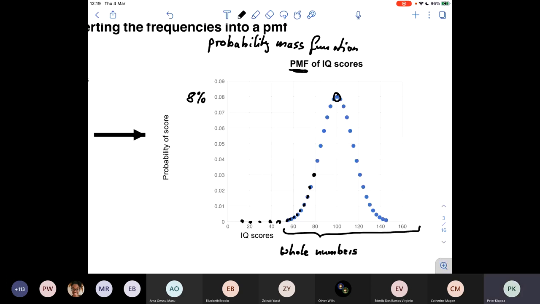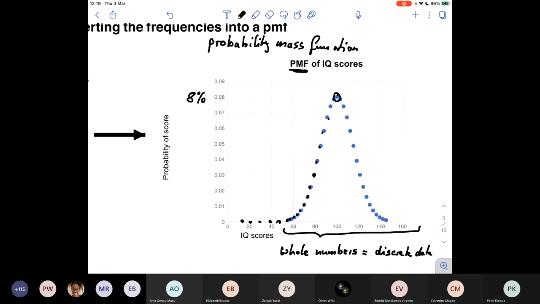If these data are whole numbers, or we just simply say discrete data. So we have an IQ of 80, we have an IQ of 81, 82, but we don't have anything in between in our test. Then we would use this probability mass function, and we get these discrete data points here, which I've indicated with these dots.